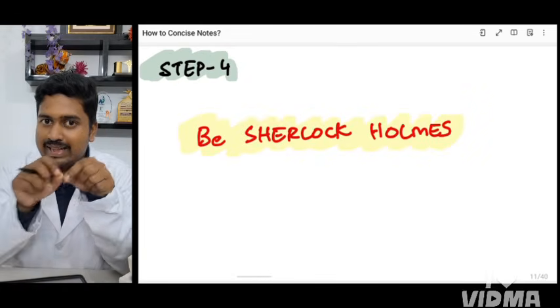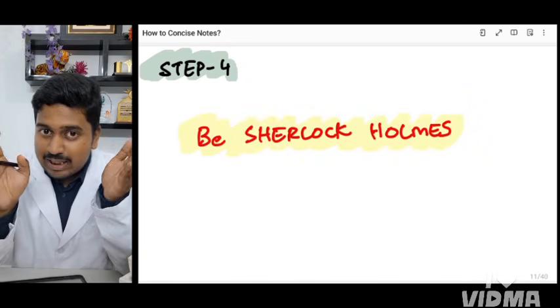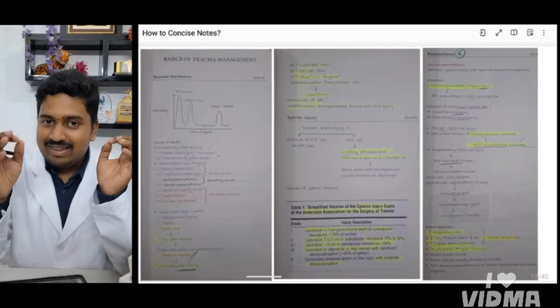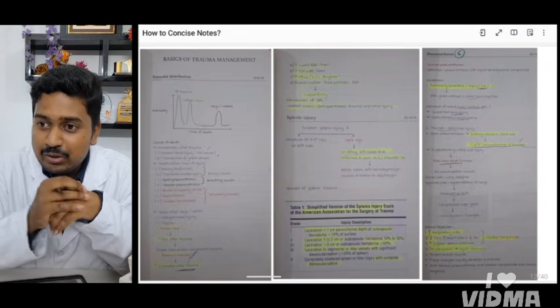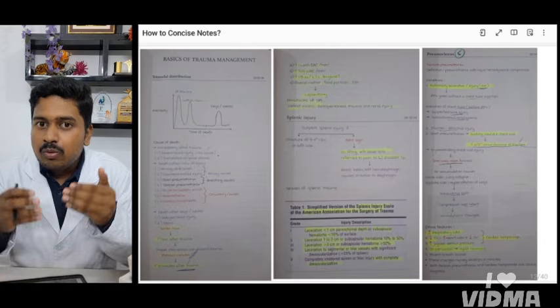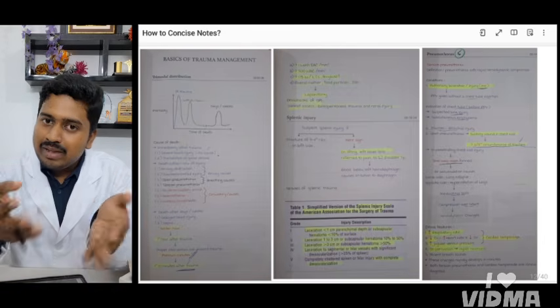So you have highlighted everything and kept it. Now, what's your next step? Your next step is being Sherlock Holmes. What is being Sherlock Holmes? There's a famous dialogue by Sherlock Holmes: you see, but you don't observe. Which means you go through your notes, but you don't observe that coaching platforms have already made it easy for you.